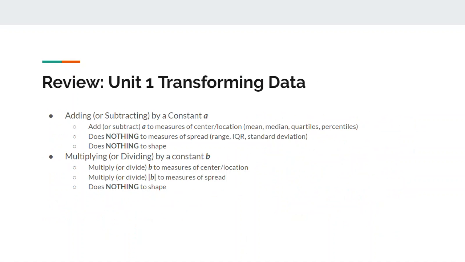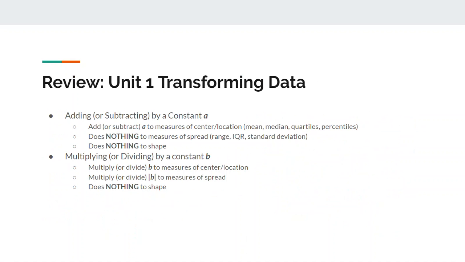When we add or subtract, we only add or subtract to measures of center or location. So what I mean is, if I measured everybody's height in inches and I found out that my measuring tape was off by an inch, I would say, oh, I need to add an inch to everybody's height. I can go ahead and do that. So if I have the mean of a distribution and I'm going to add or subtract a constant, I just add or subtract that constant to the mean. The same thing holds for median, quartiles, and percentiles. But it does nothing to spread. Spread stays the same. So your standard deviations and your IQRs and ranges stay the same when you add or subtract a constant.